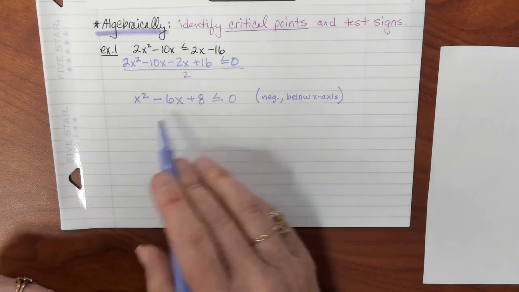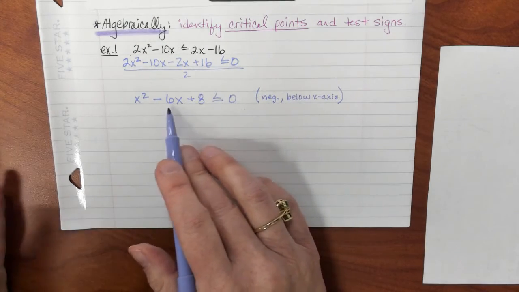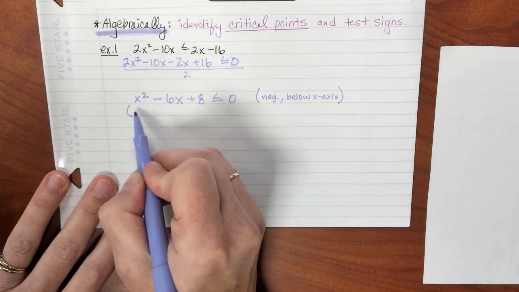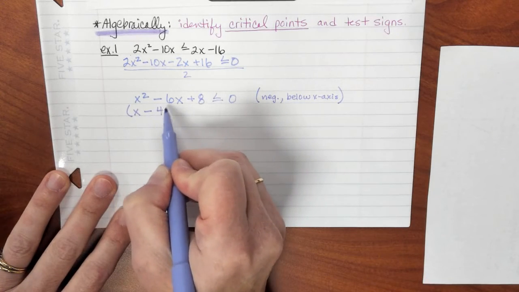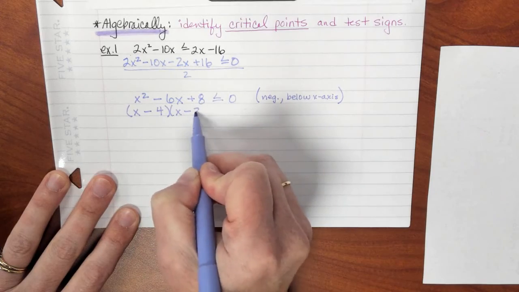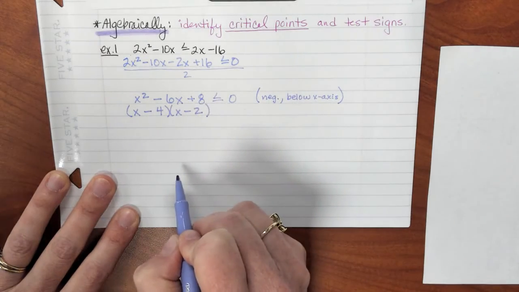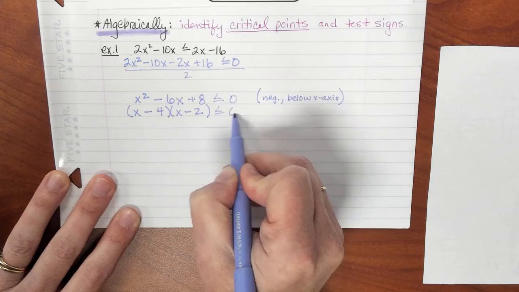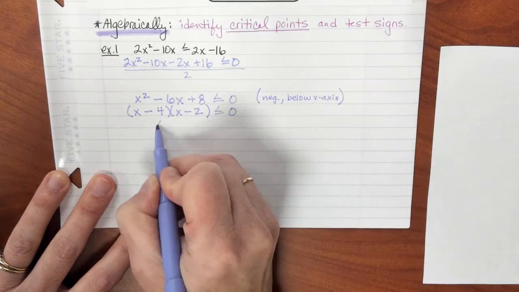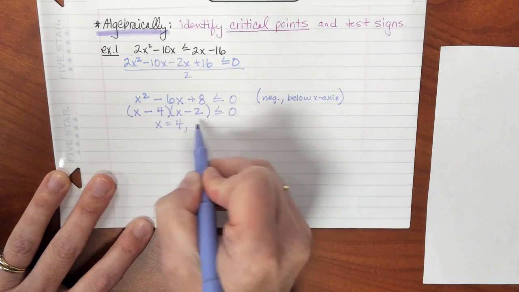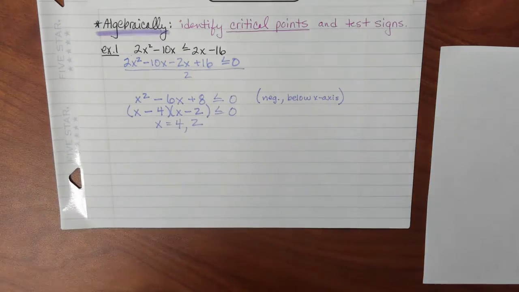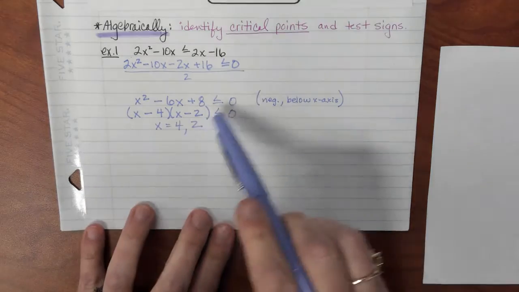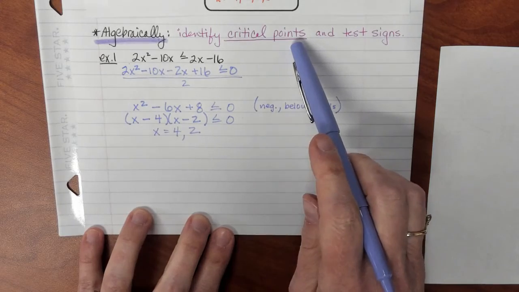So I can now factor this. I know factors of 8 that I can add to get 6. Let's see, they'd both be negative, because I need 4 plus 2, which gives me 6. I'm still less than or equal to 0. So x equals 4 and 2. Those are my critical numbers. Those are the critical points. That's what I just determined.